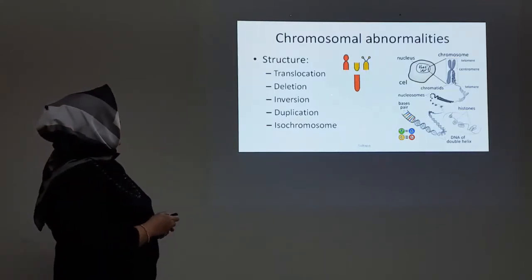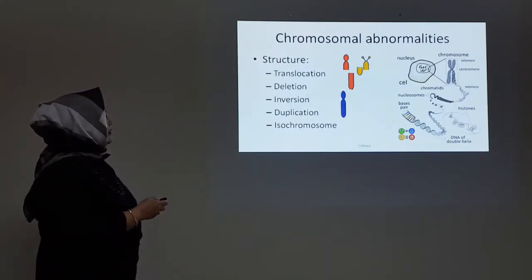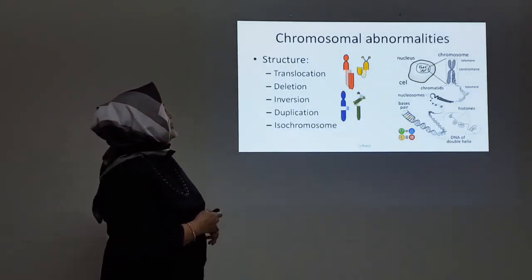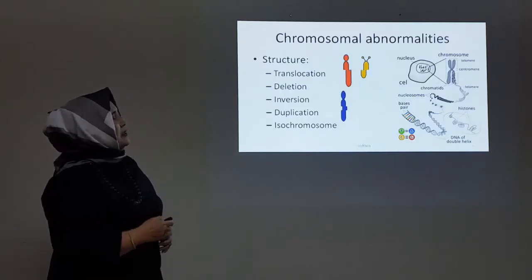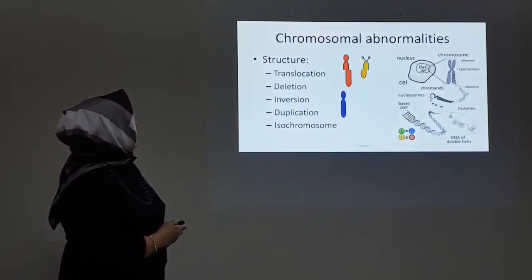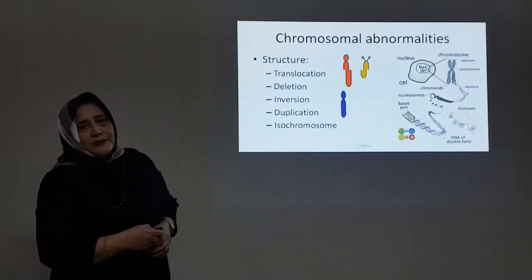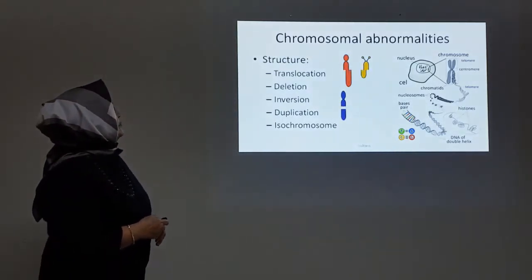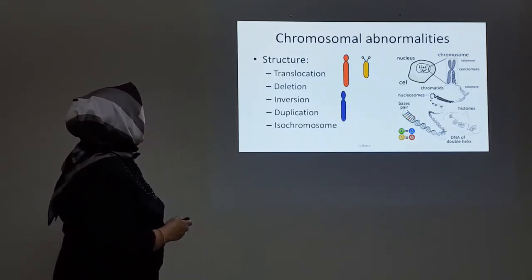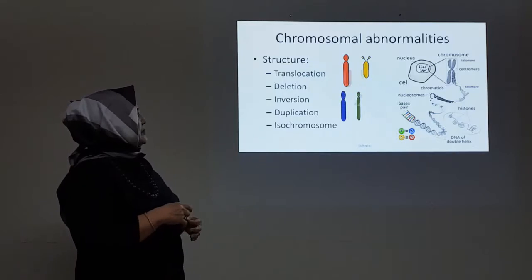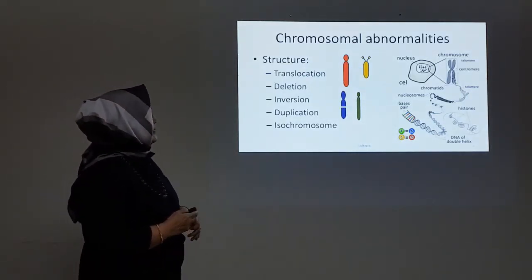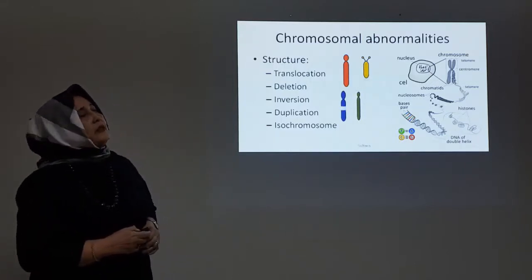This is translocation. The chromosome moves to another chromosome. Person with this chromosomal abnormality will be normal. And the second one is deletion. Part of the chromosome is missing. So the patient with this kind of abnormality will be abnormal. And the next one is inversion. So the chromosome just moves to another side. Person with this chromosomal abnormality will be normal.